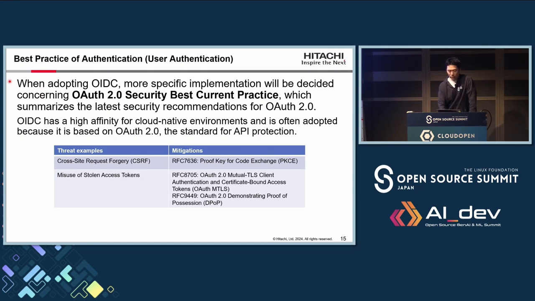In OAuth 2.0 security best current practices, there are three examples and their mitigations. For example, to mitigate cross-site request forgery, we can adopt RFC 7636 Proof Key for Code Exchange, PKCE. To mitigate misuse of a stolen access token, we can adopt RFC 8705 OAuth 2.0 Mutual TLS Client Authentication and Certificate-Bound Access Tokens, or RFC 9449 OAuth 2.0 Demonstrating Proof of Possession, DPoP. Like this, it is recommended to make the federation protocol secure according to OAuth 2.0 security best current practices.